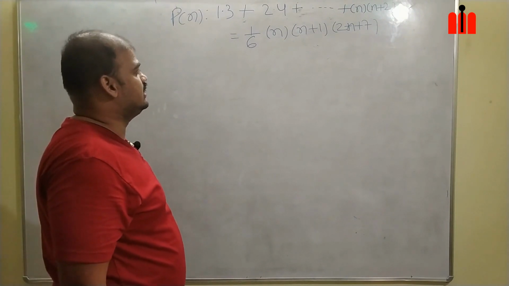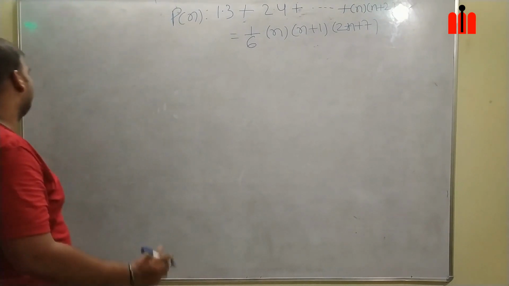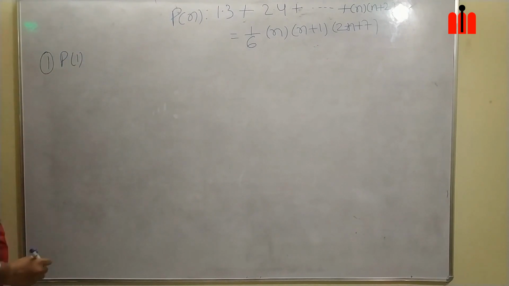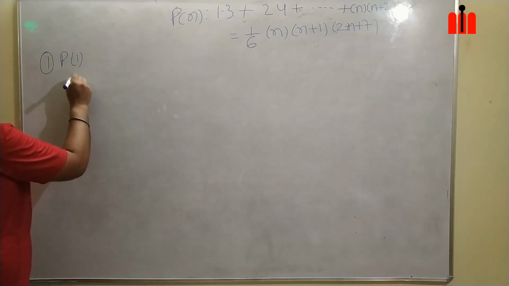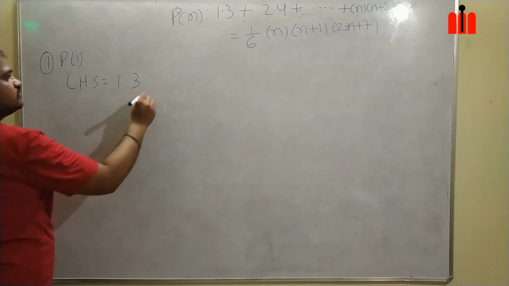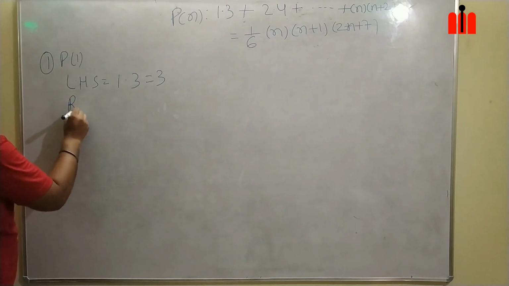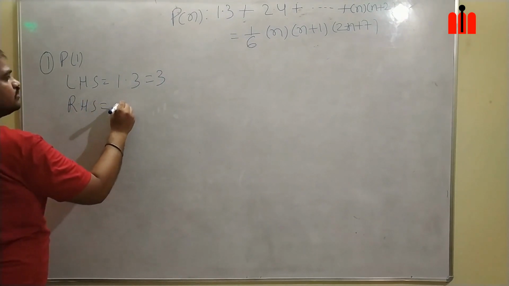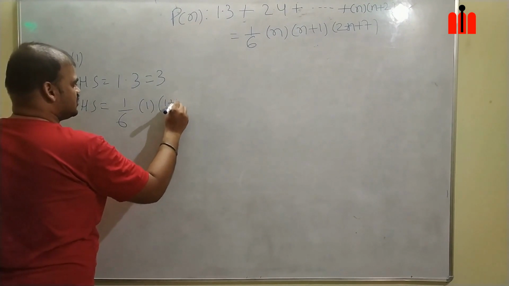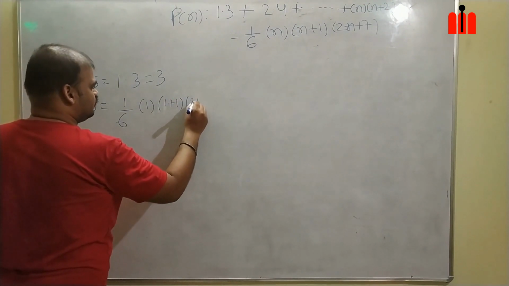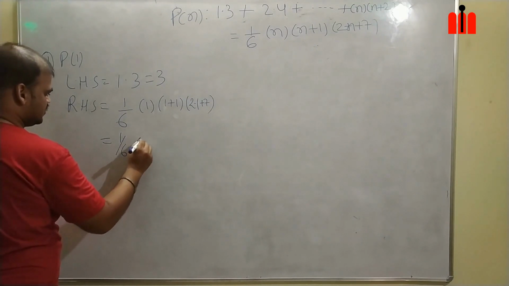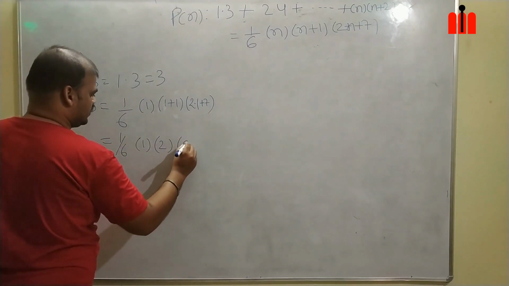Now let's solve this problem. First, a structured 3-step approach. We will do the first check step. So P1. For my P1, how will my LHS look? My LHS will be 1 into 3, which is nothing but 3. What will be my RHS? RHS will be 1 by 6. I have to substitute 1 in place of n. So it will be 1 plus 1, 2 into 1 plus 7. So this will be equal to 1 by 6, 1, 2, 9.